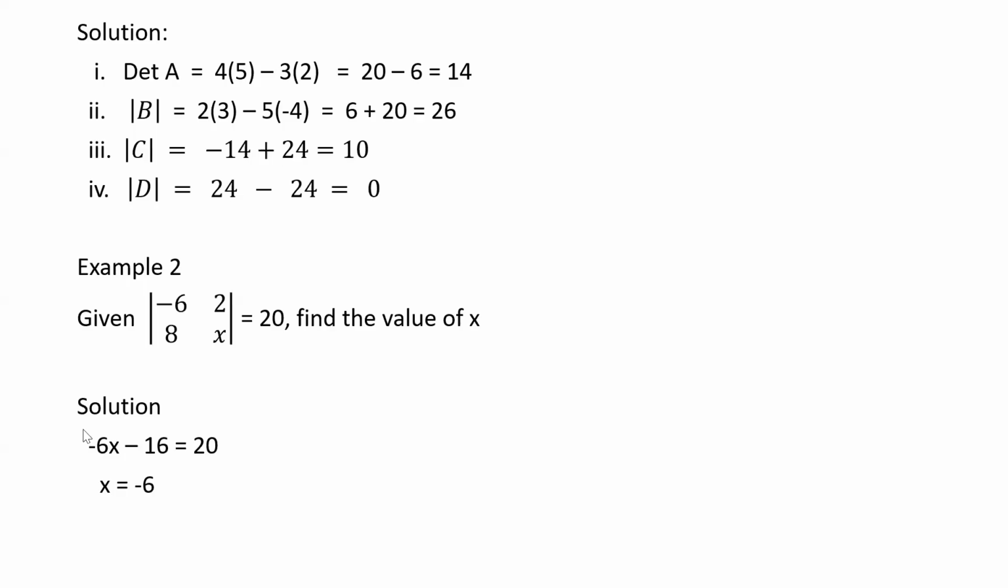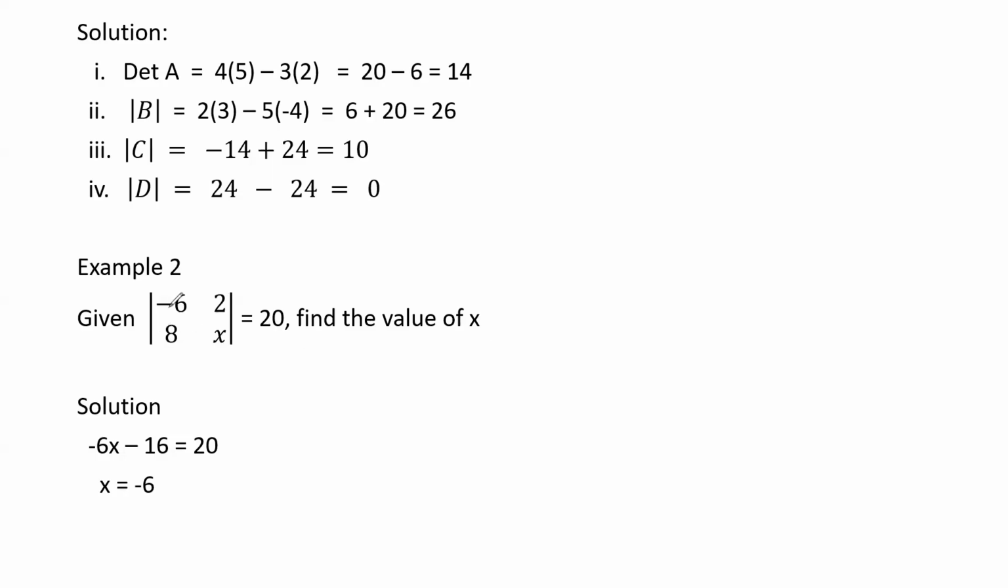Whenever I see this line here, instead of a bracket, a bracket is something like this, the normal bracket, or a square bracket. But if it's a magnitude sign, you have to find a determinant. This sign is the determinant sign for matrices. So the question is saying: given the determinant with negative 6, 2, 8x is equal to 20, find x.